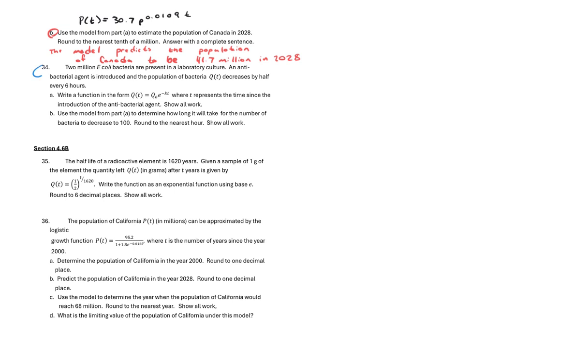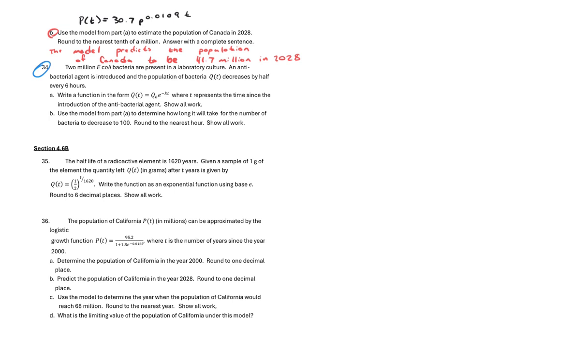Okay, for this next one, we are going to write a function in the form of Q of t is equal to Q naught e to the negative kt, where t represents the time since introduction of the bacterial agent. And we're going to use the above information to do that. So it tells us that the population decreases by half every 6 hours. So we can use that to help us make this equation.